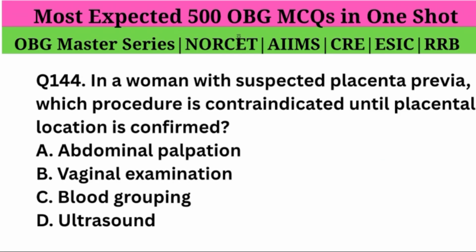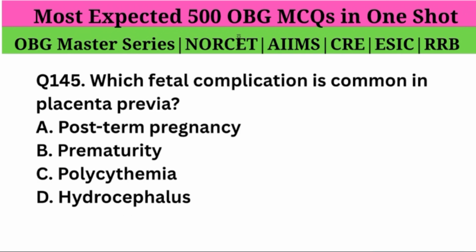Next question. In a woman with suspected placenta previa, which procedure is contraindicated until placental location is confirmed? Your correct option is vaginal examination, option B. Next question. Which fetal complication is common in placenta previa? Your correct option is option B, prematurity.